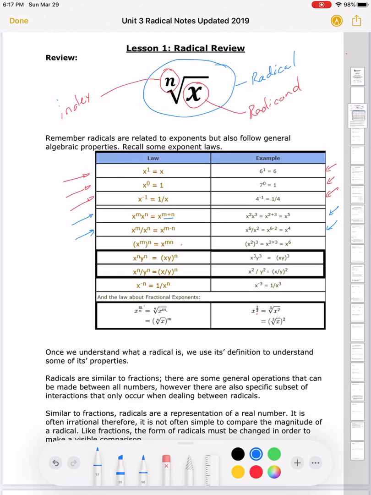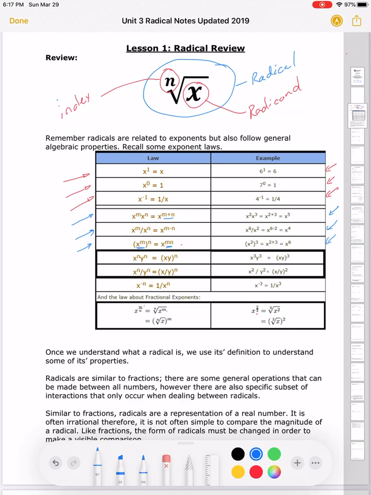Then we have the power of a power law. Basically what that means is we've got one power, our exponent x to the m, and it is brought to another exponent n. What we do there is we multiply the exponents. So x to the m all brought to the power of n would be x to the m times n. An example here, x to the 2 to the power of 3 would be x to the 2 times 3, or x to the 6.